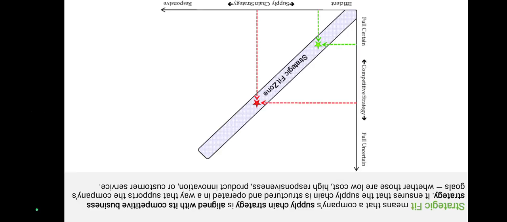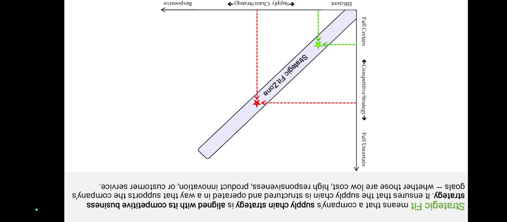Then we have strategic fit. Strategic fit means the company's supply chain strategy is aligned with the competitive business strategies. In a company or business, supply chain is a part. The business will have its core values or core objectives, or business goals. So the business goal should always match the supply chain strategies. If both are aligned in a proper way, then we can get the strategic fit. You can see the diagram itself.